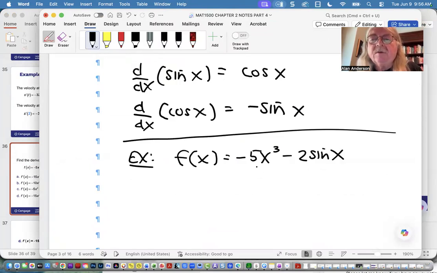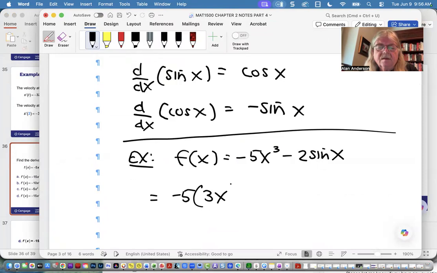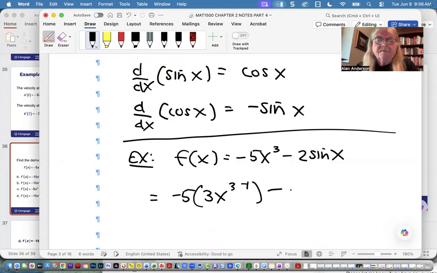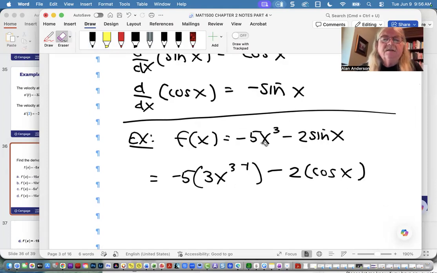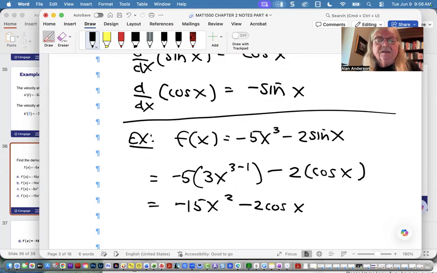Now, obviously, we're going to apply the power rule over here on the left, and on the right we'll apply the derivative of the sine. Okay, so let me just neaten that up a bit. And there we are. And so which one is that? Minus 15x squared minus 2 cosine x. Yep, that's it, D.